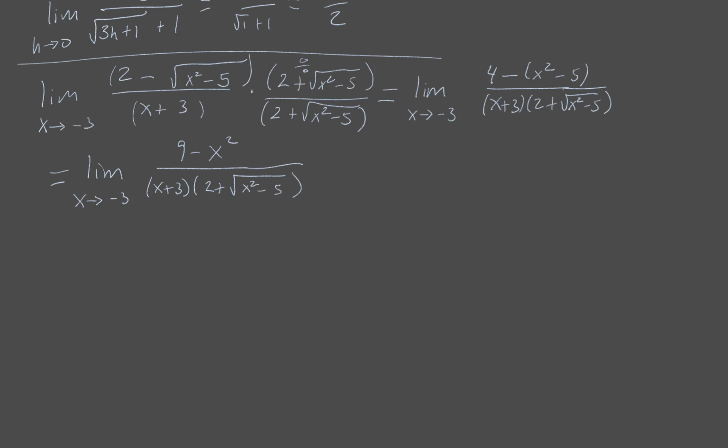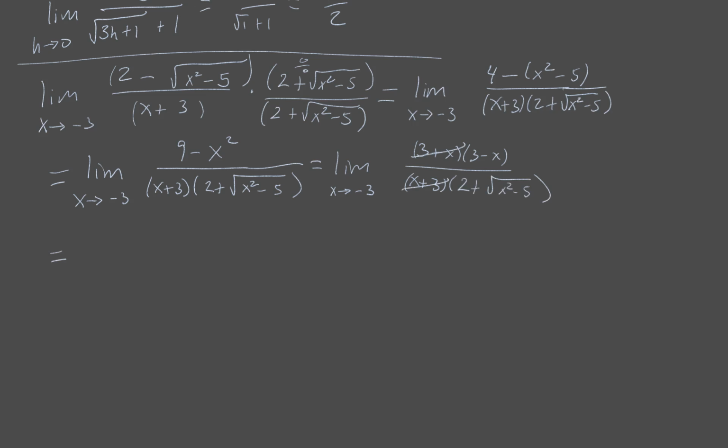Okay. I still have 0 over 0, but we can actually simplify things a little bit now. The numerator will factor, right? The numerator factors as 3 plus x times 3 minus x. I've got this x plus 3, and I've got a 2 plus the square root of x squared minus 5. I have an x plus 3 and I have a 3 plus x. Those are the same thing. Those can cancel.